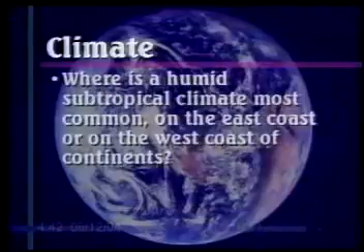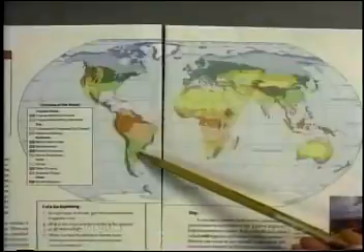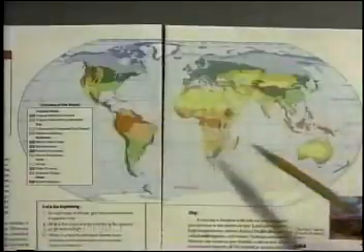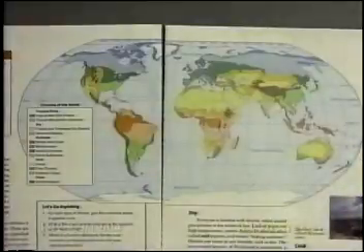Where is a humid subtropical climate most common? On the east coast or on the west coast of continents? So first of all, humid subtropical, that is your bright green. Here it is on the east coast of the U.S., the east coast of South America, and the east coast of Asia. Tiny bit on the east coast of Africa and on the east coast of Australia, so it's really, really easy, the east coast.